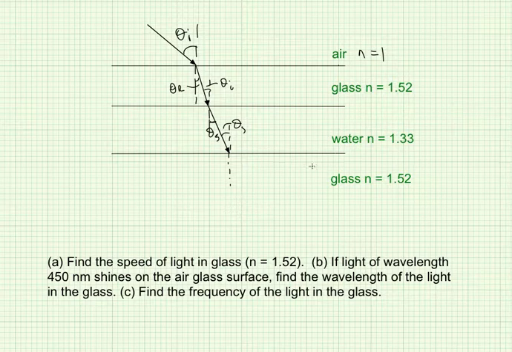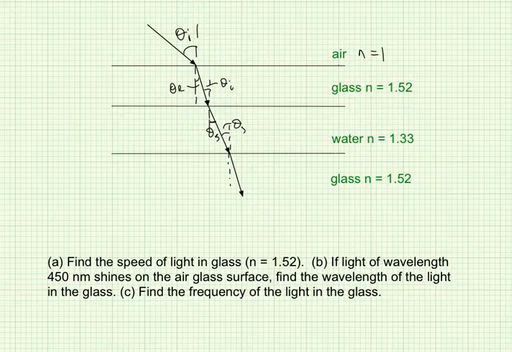All right, now, what's going to happen when you go from water back into glass? Is it going to speed up or slow down? Since this is more dense, it's going to slow down, meaning that it's going to bend towards the normal. So my final ray should be back towards the normal again.